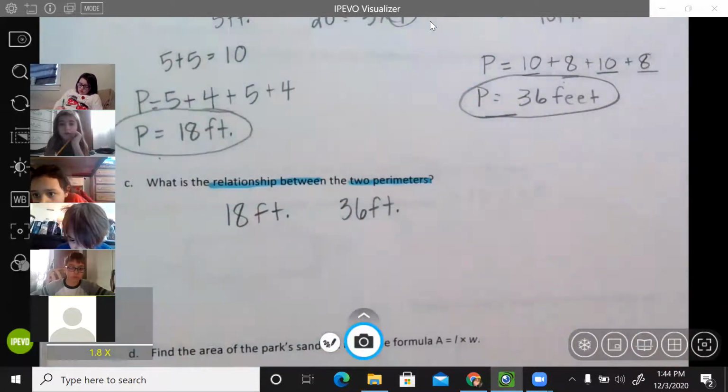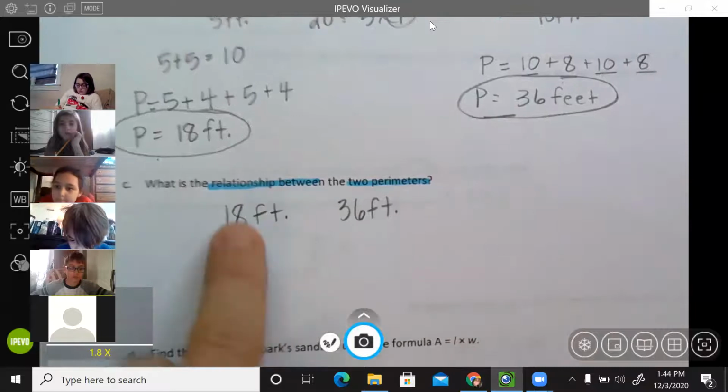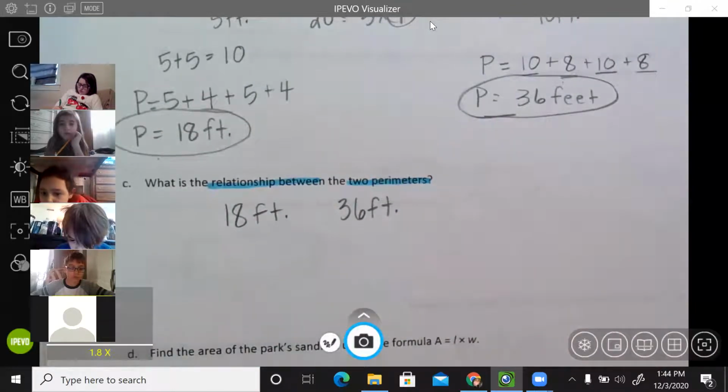Now, our job is to figure out the relationship between these two numbers. So that means, is one bigger than the other? And by how much? Is one smaller than the other? So this is almost like finding a pattern.